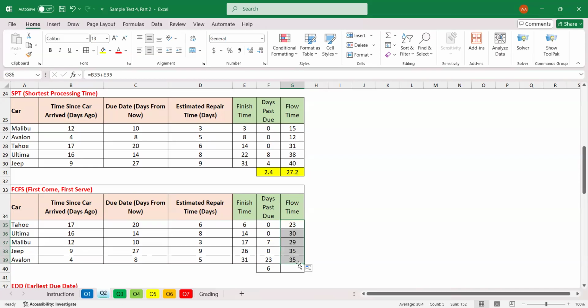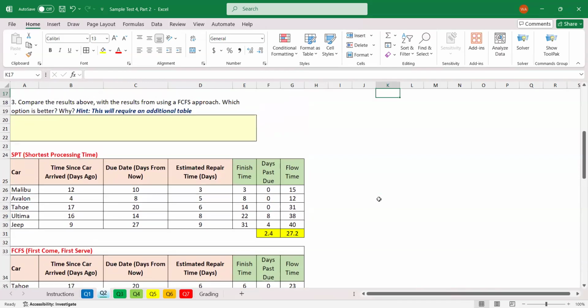Drag this down. And at the bottom here, the last thing you do again is to get the average of what we have here. Okay. And so now we are able to compare the two. And let's go back to the question that was being asked in question 3. Compare the results with the results from the first come, first serve approach. So when you're comparing the results, you're just looking at these two pieces of information down here, the averages. Which option is better? Okay.